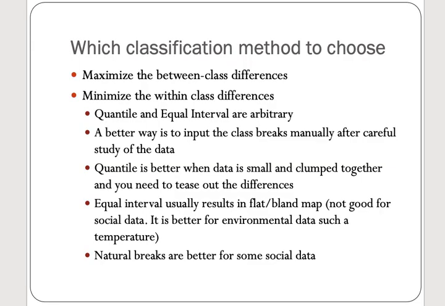So which classification method should you choose? Well, you want to maximize the between class differences and minimize the within class differences. Quantile and equal interval are arbitrary. A better way is to input the class breaks manually after careful study of the data. Quantile is better when data is small and clumped together and you need to tease out the differences. Whereas equal interval usually results in flat, bland maps, which are not good for social data.